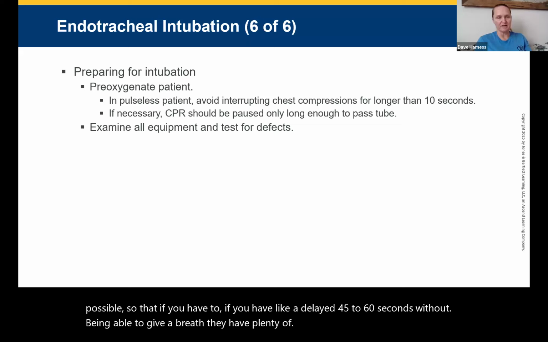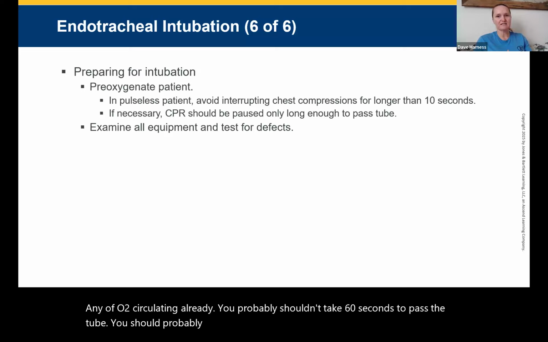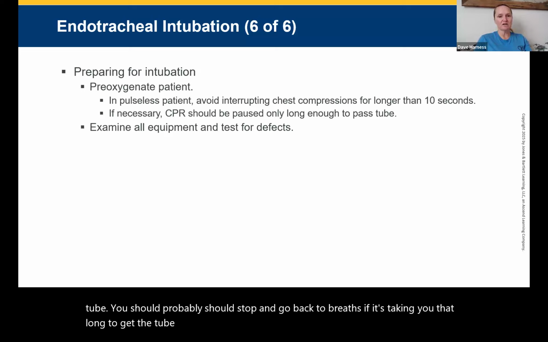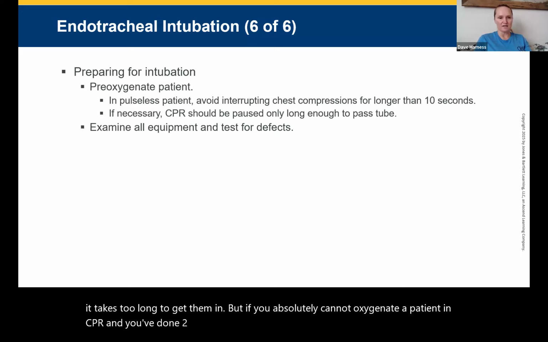O2 circulating already. You probably shouldn't take 60 seconds to pass the tube. Probably should stop and go back to breaths if it's taking you that long to get the tube into place. With CPR, an ET tube is usually not indicated because it takes too long to get them in. But if you absolutely cannot oxygenate a patient in CPR and you've done 2 rounds with defib and you have not gotten ROSC, you will place an ET tube.